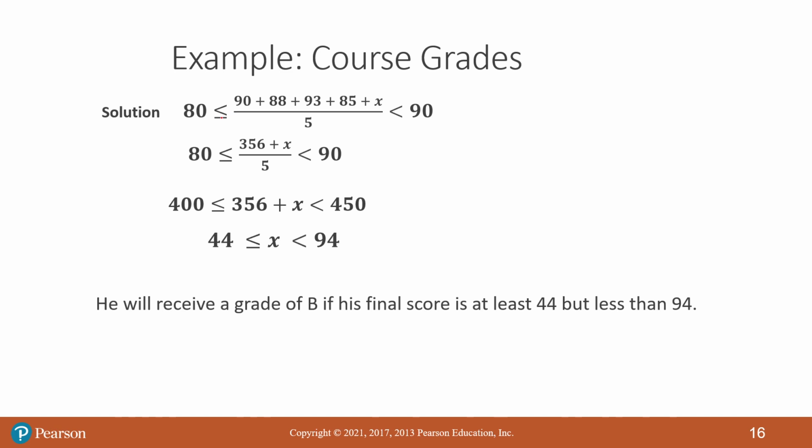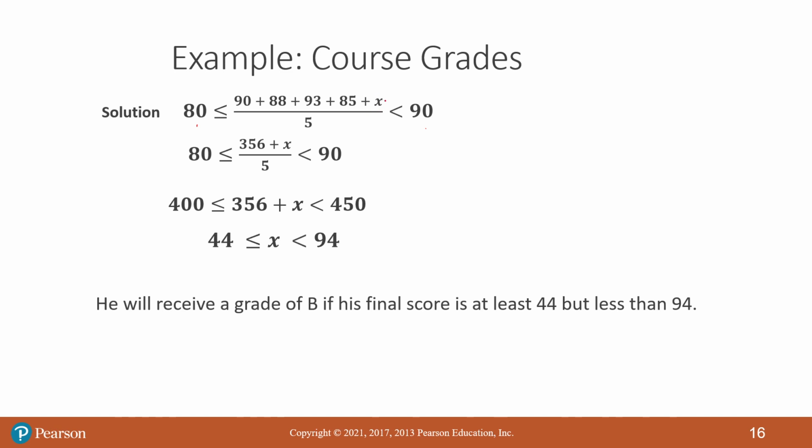So, here's what we're going to do. We're going to set this problem up. We want her to make anywhere from an 80 all the way up to a 90, but technically if she makes a 90, she makes an A, so we're not going to put the equal to on the 90. Her current grades are a 90, an 88, a 93, and an 85, and she still has to take a 5th test. So we're going to let that 5th test be represented by that X. And we're going to find the average of those 5 tests by dividing the whole sum by 5.